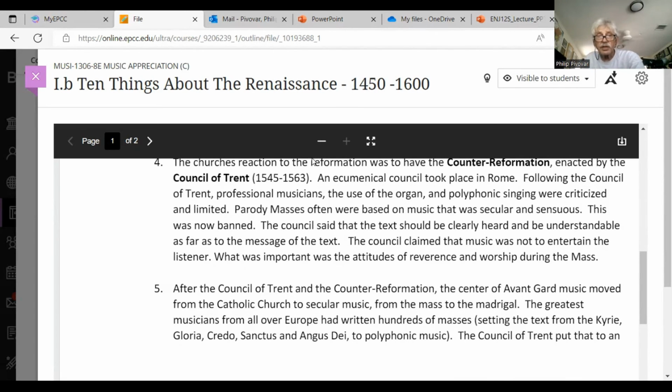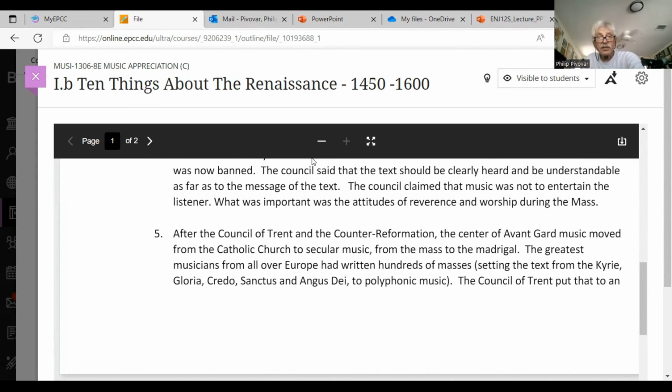Well, this discouraged creativity. After the Council of Trent and the Counter-Reformation, the center of avant-garde music moved from the, you know what avant-garde means, right? It's a military term, to mean the front line. So in arts and technology, we say avant-garde. It's like they're the new creators, right? So the center of avant-garde music moved from the Catholic Church to secular music, from the Mass, a sacred form, to the madrigal, a secular form.